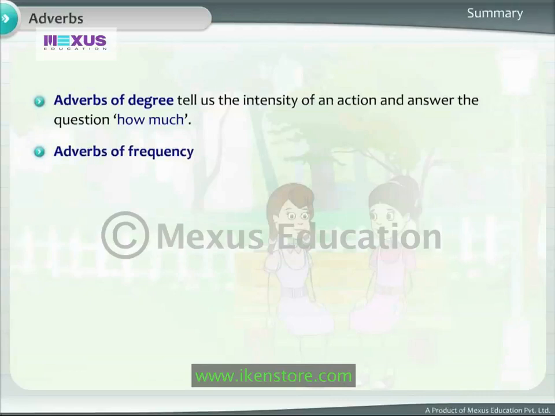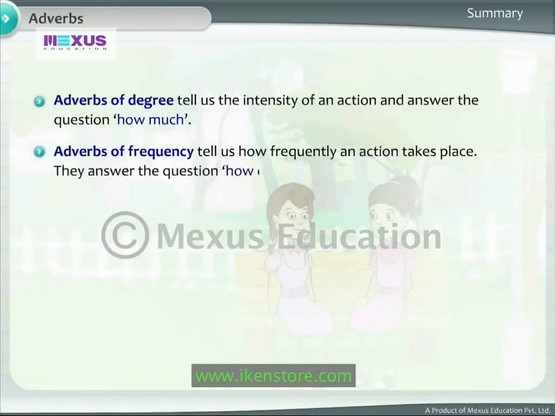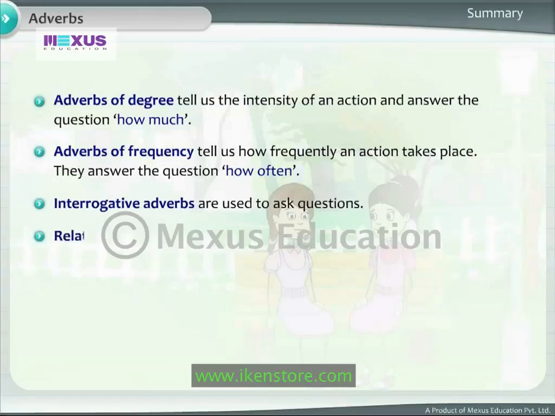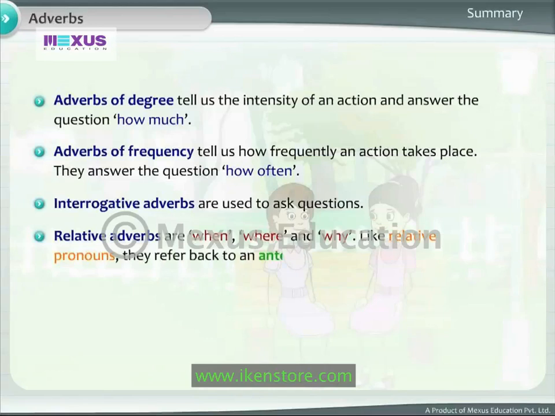Adverbs of frequency tell us how frequently an action takes place. They answer the question how often. Interrogative adverbs are used to ask questions. Relative adverbs are when, where, and why. Like relative pronouns, they refer back to an antecedent.